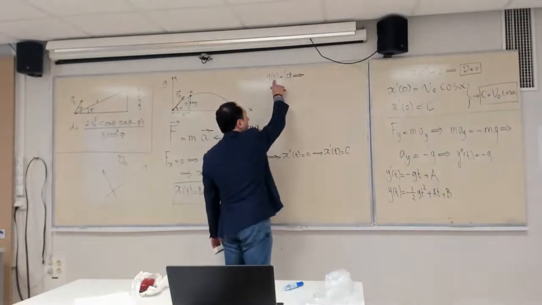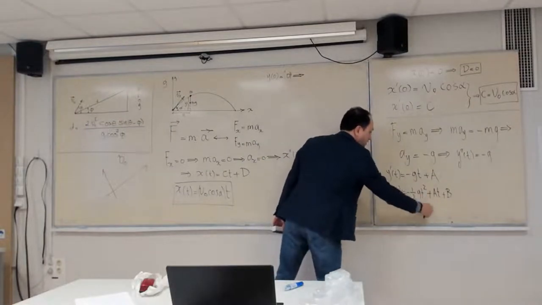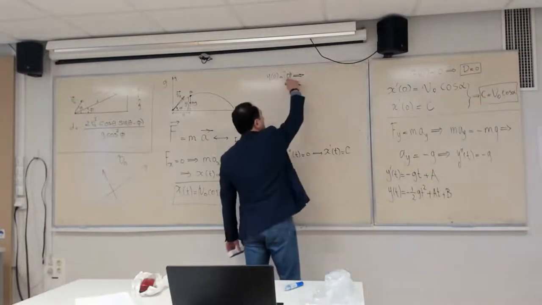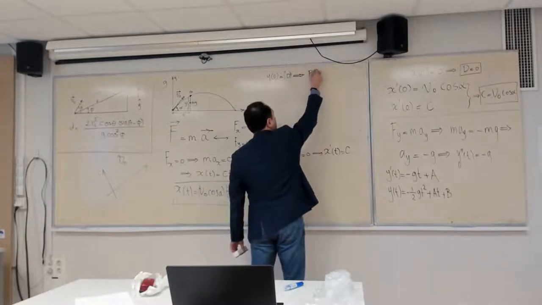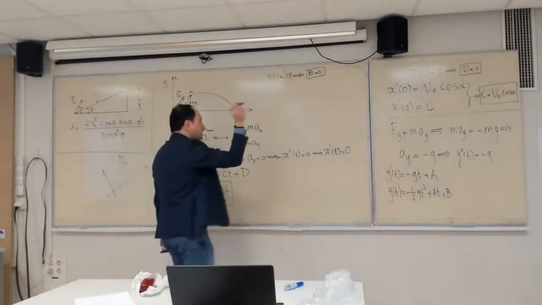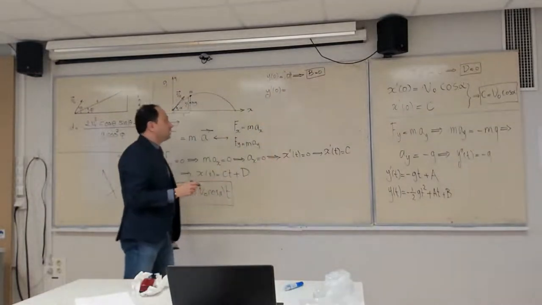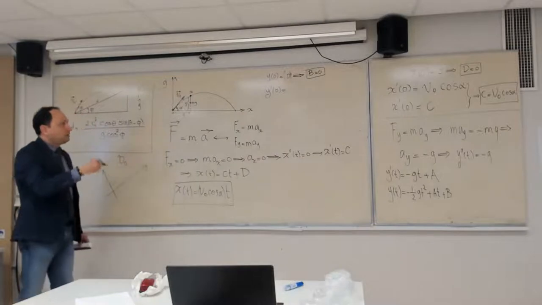Because y at zero should be zero. When I replace t with zero, this is gone, I am left with b, but b is supposed to be zero. So this means that b is equal to zero. And now as you told me, what is y prime of zero? What is the meaning of y prime of zero?